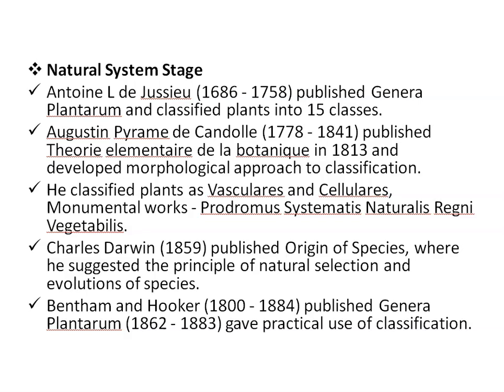Then next is Charles Darwin in 1859. He published Origin of Species, where he suggested the principle of natural selection and evolution of species. Then Bentham and Hooker, 1800 to 1884, published Genera Plantarum from 1862 to 1883 and gave a practical use of classification, and have ever since been an inspiration to generations of botanists.